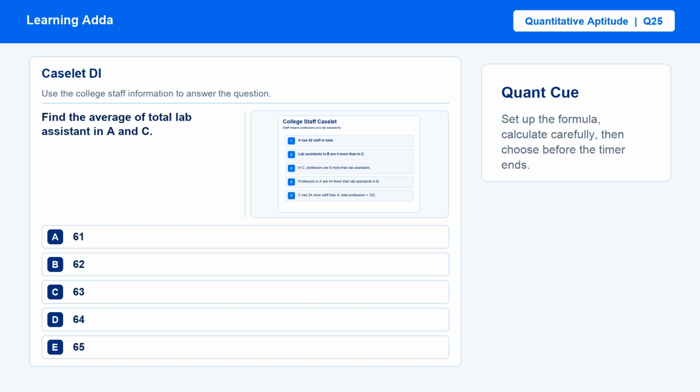Question 25. Find the average of total lab assistants in A and C. Option A, 61. Option B, 62. Option C, 63. Option D, 64. Option E, 65. The timer starts now.